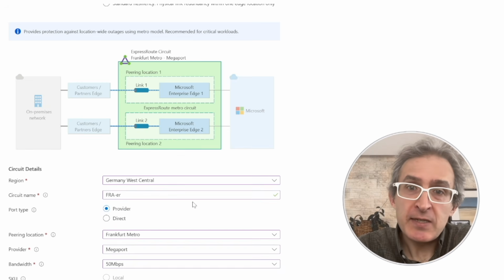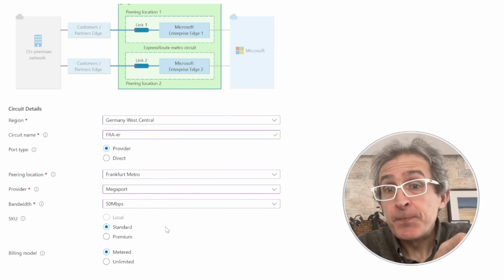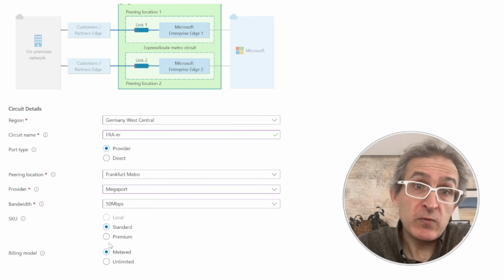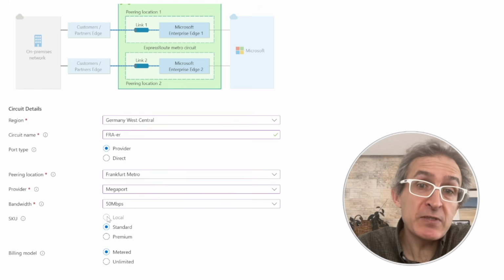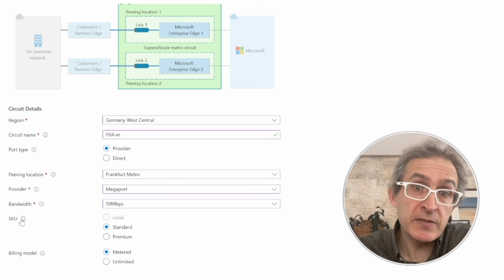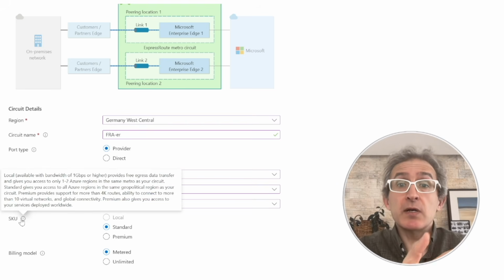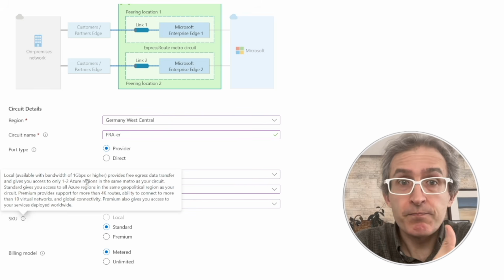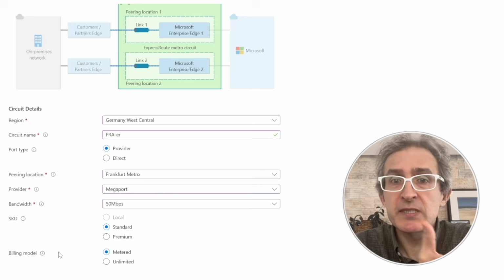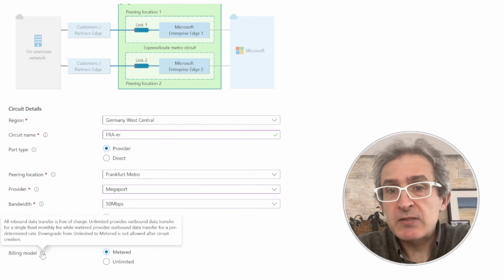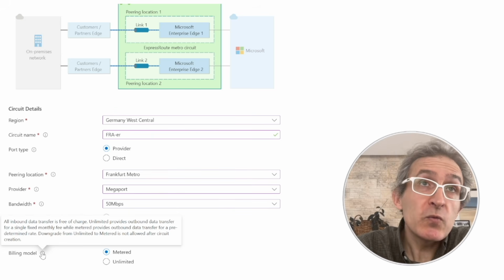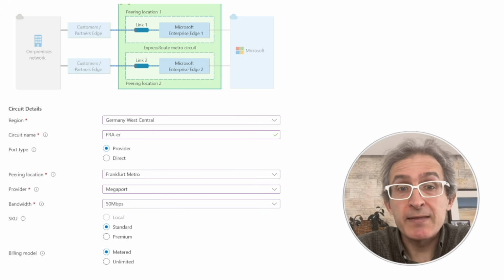We're going to choose the slower speed. By the way, you notice that by choosing 50 megs, you can no longer choose the local SKU, which is the cheapest one that only allows you to connect to one region. Standard is going to let you connect that circuit to all of the regions in one geopolitical zone, such as Europe or Americas or Asia. And then you have the billing model. Essentially, either you pay for the bandwidth or you get an all-you-can-eat billing.